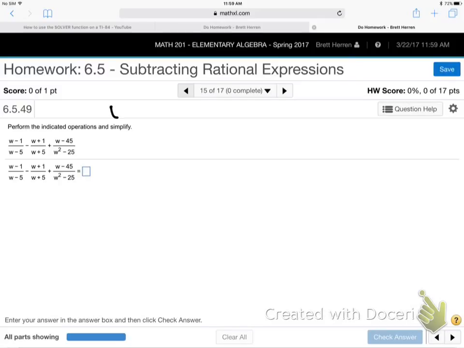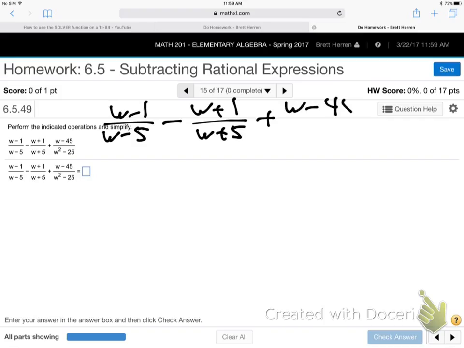All right. W minus 1 over W minus 5, minus W plus 1 over W plus 5, plus W minus 45 over W squared minus 25. Okay. So try that one.